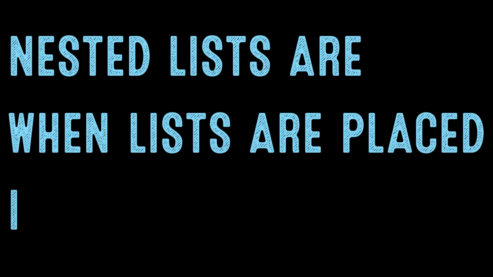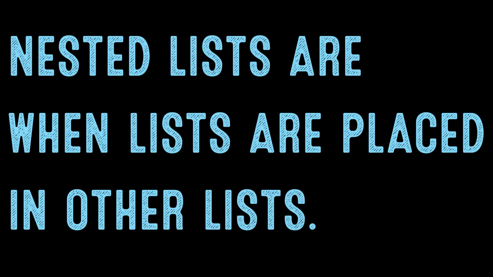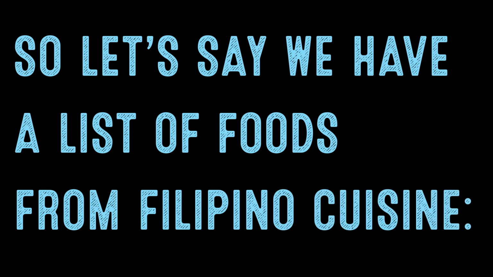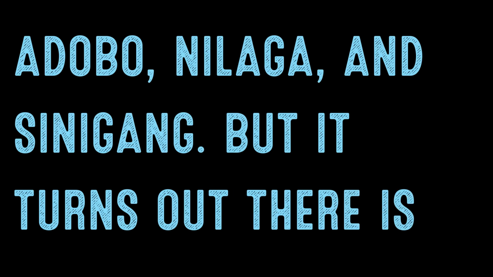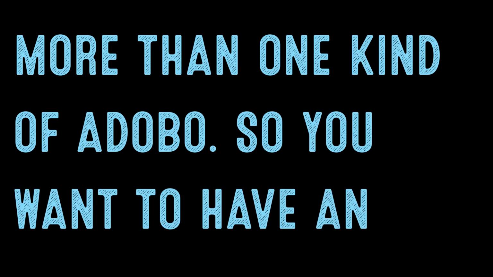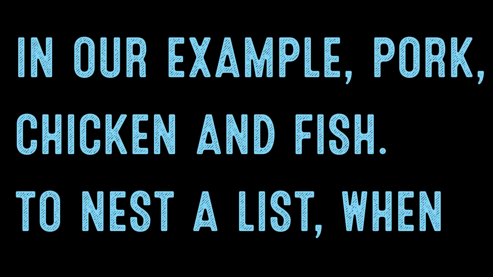Nested lists are when lists are placed in other lists. So let's say we have a list of foods from Filipino cuisine, adobo, nilaga, and sinigang. But it turns out there's more than one kind of adobo. So you would want to have an internal sublist of the different kinds of adobo. In our example, pork, chicken, and fish.